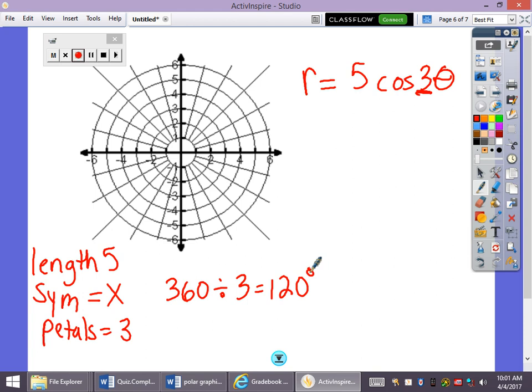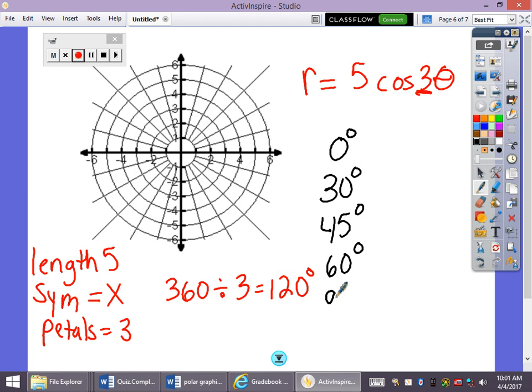Now, why did I do what I just did? 360 divided by 3. It has to be symmetrical. So I know once I find one petal, the tip of the next one will be 120 degrees away. Okay? We always start with 0. So 0, and this is cosine, right? But I'm going to list them all out.